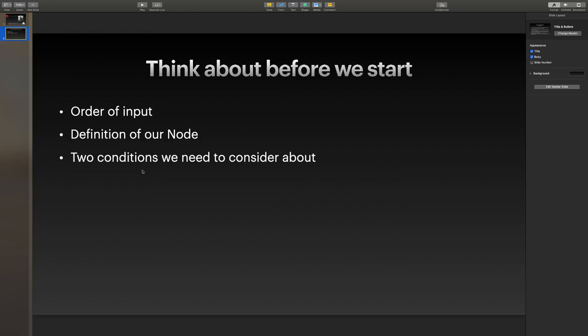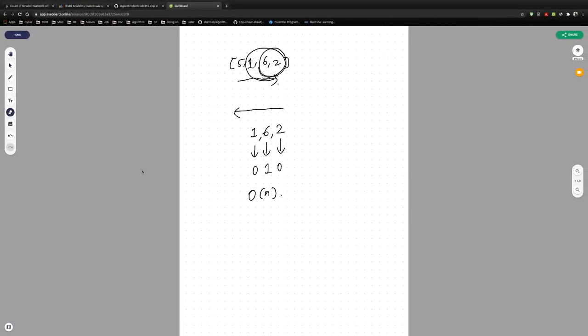So second is the definition of our node. I think the second one is very related to the third one, the two conditions we need to consider. So I will directly go into the ideas of our binary search tree to let you know why I will define my node like that.